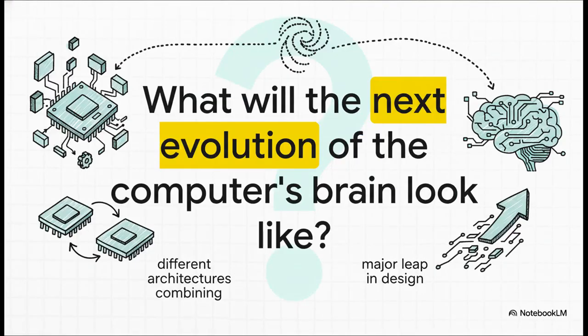And that brings us to the end of our digital autopsy. We've seen the intricate, clockwork-like design of a modern CPU, all the way down to how it cleverly mixes and matches architectural blueprints for maximum performance. Which leaves us with a really big question. Where do we go from here? As we demand more and more power, what do you think the next evolution of the computer's brain is going to look like?